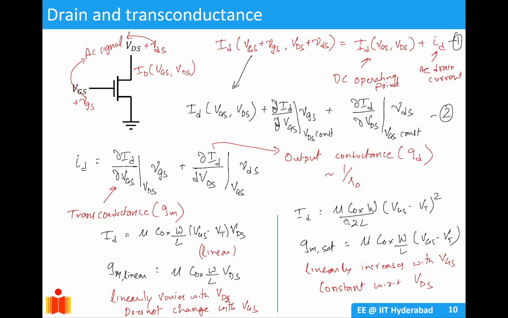Then when it comes into the saturation region, I get ID equals mu Cox W by 2L into (Vg minus Vt) whole square. Now if I do del ID by del VGS here, my saturation region transconductance comes out to be mu Cox W by L into (VGS minus Vt). So here you can see my transconductance is constant with respect to VDS and increases linearly with respect to my VGS.